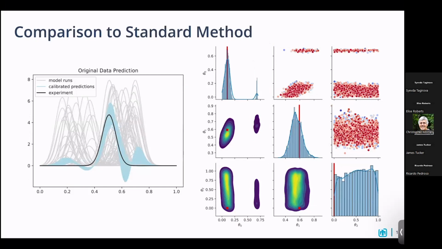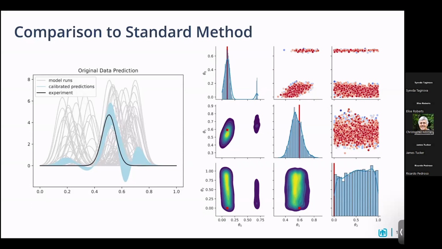If we compare this to the standard method, so what has been published in the literature, so if we just take the original functional data, that standard Gaussian likelihood, we fit an emulator and sample from that model, this is what we get. We actually get wider posteriors. The posteriors do cover the true value, but we get much wider posteriors. What's really more indicative is on the left. So on the left is our model runs shown in gray, experiment in black. The blue curves are the draws from the posterior distributions. So you draw from the parameters and run the emulator.